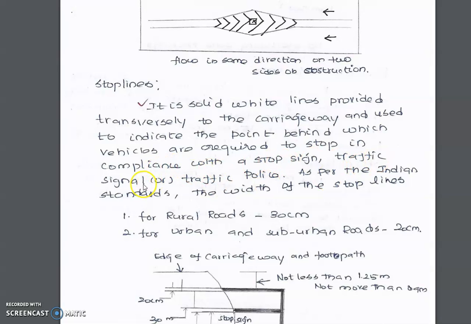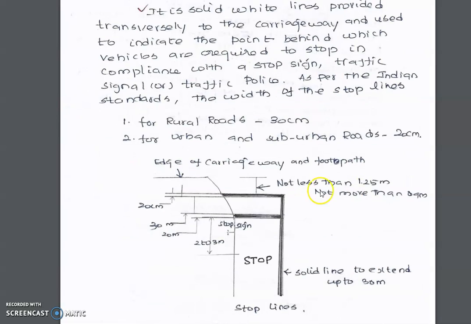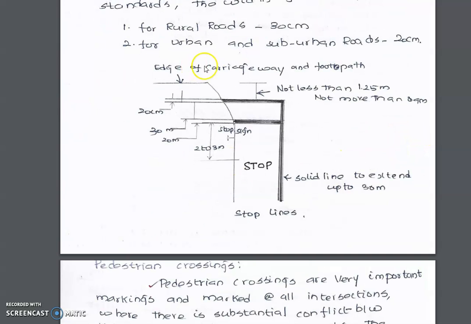So the traffic signals are traffic police. As per the Indian standard, the width of the stop line is 30 centimeter for rural roads, whereas for urban and suburban roads it is 20 centimeter. Edge of carriageway and footpath. So see from this area, this is our stop line.